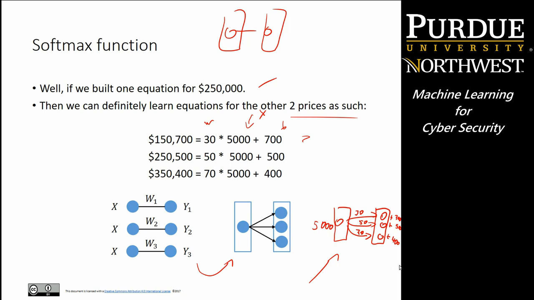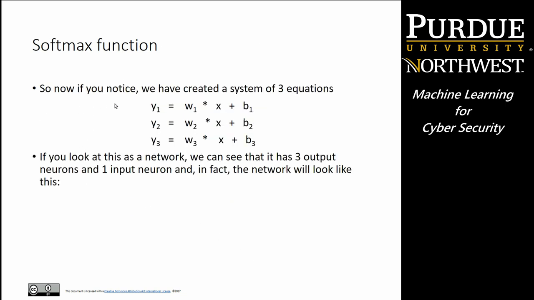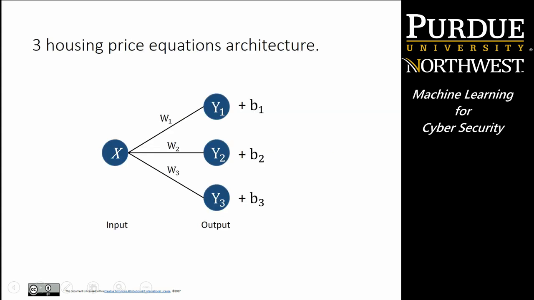All right, and so once we have that, now if you notice, we have created a system of 3 equations, one single x, different w's, different biases, and different y's. And this can be modeled as a network. You put it together. So if you look at this as a network, we can see that it has 3 output neurons, 1 input neuron, and in fact, the network will look like this. And there you have it. So it's actually a neural network, but combining 3 linear regressions, right? This is still 3 linear regressions. There's nothing here about zeros and ones yet, right? So hopefully that's clear, right?